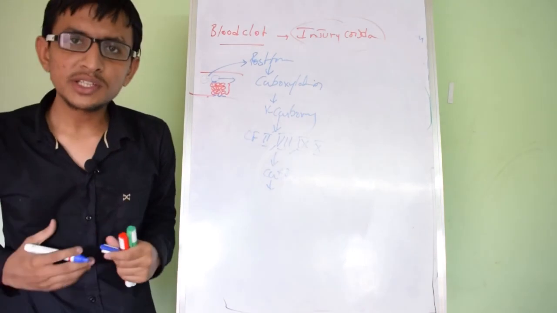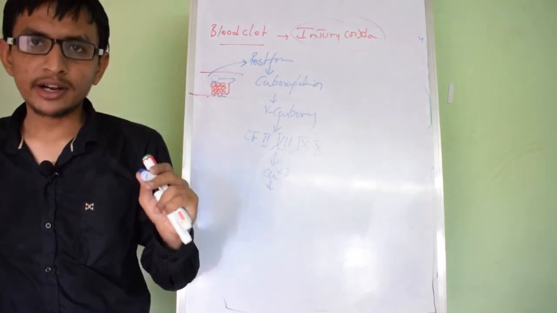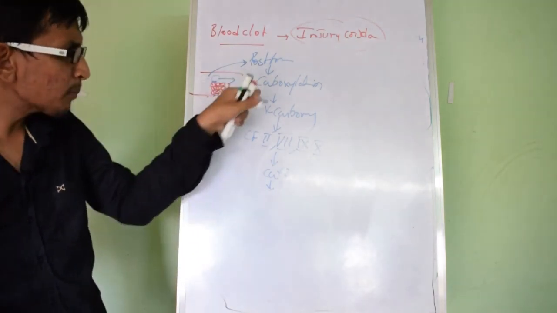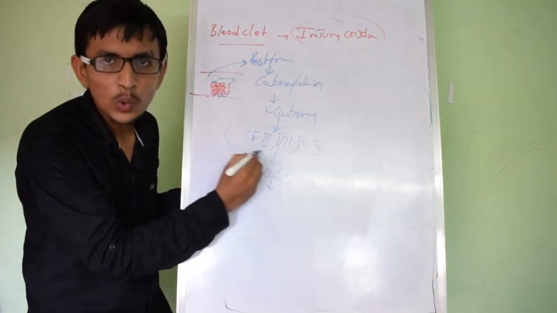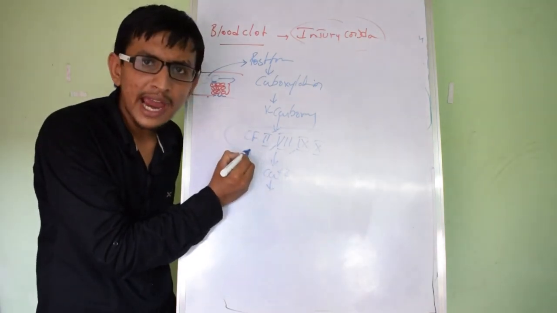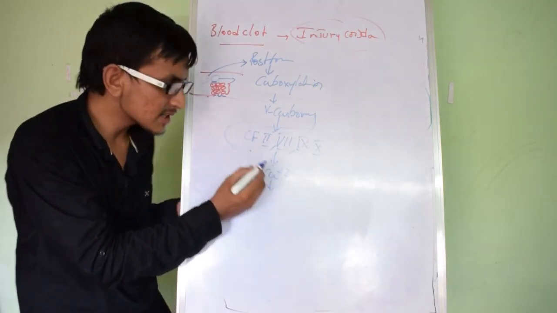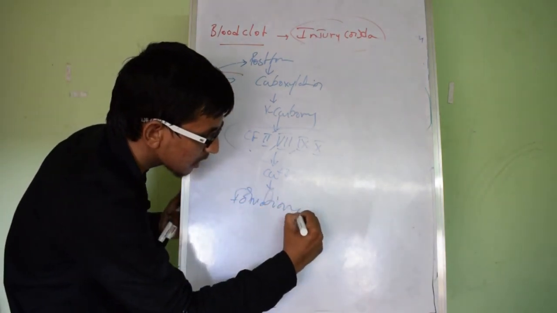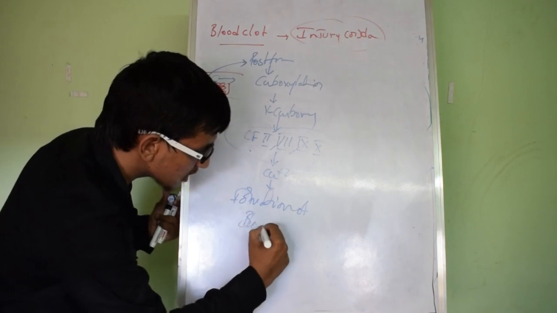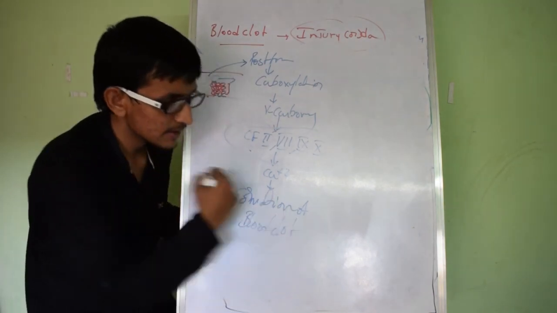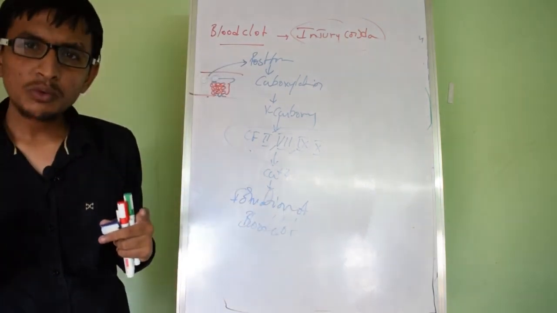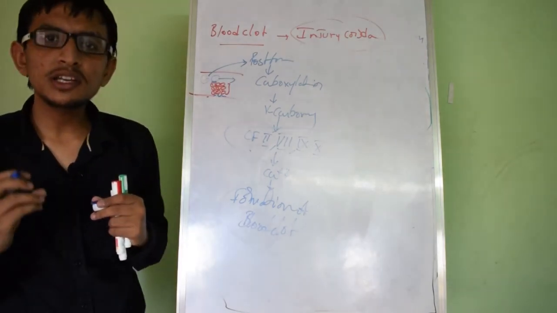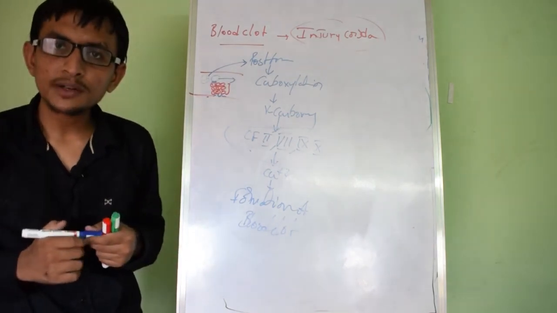So what I want to tell you is, whenever you give the warfarin drug, whenever you block this vitamin K epoxide reductase enzyme, you are blocking the activation of these coagulation factors. And whenever you block the activation of coagulation factors, you are going to block the formation of a blood clot. Yes, this is how warfarin is involved in blocking the formation of a blood clot.